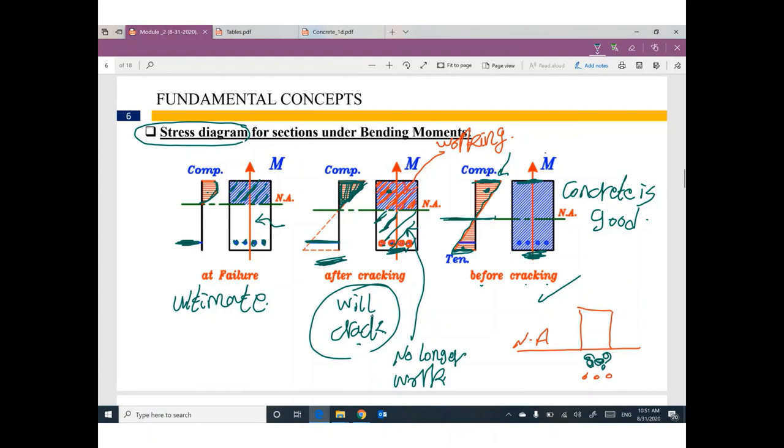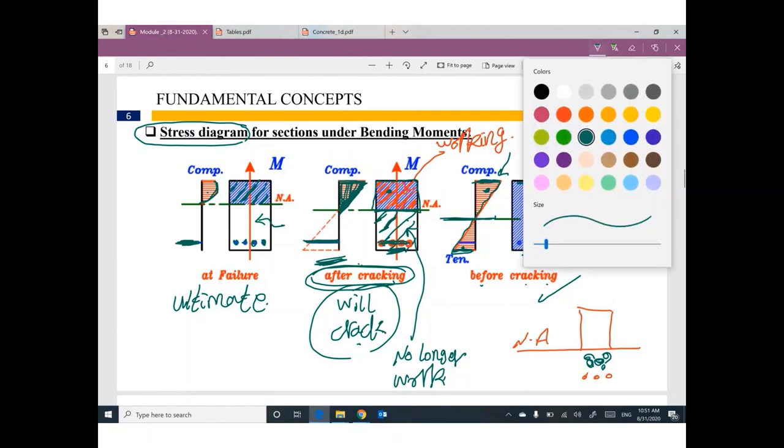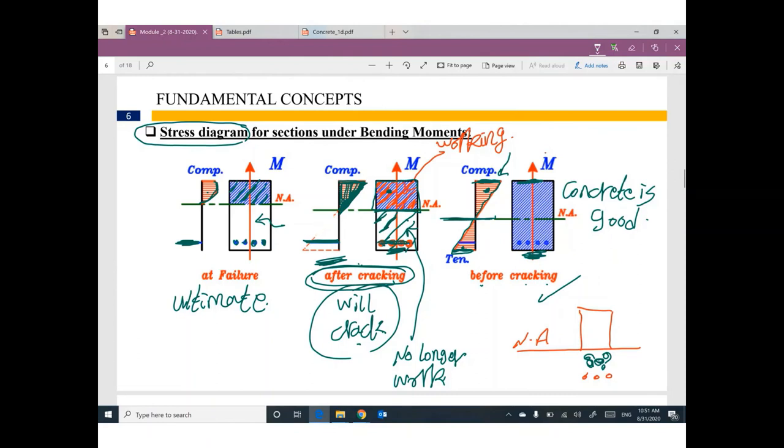If you are in the cracked elastic stress stage, in this one, part of the concrete is cracked. Remove it. The remaining concrete is under compression. We have a linear triangle stress relationship, and in the steel reinforcement we have tension. That's it. So we should remove this dashed line. And if you are in the ultimate stage, nothing will change. Steel reinforcement is under tension, but this tension will reach yielding, and the concrete under compression will have a non-linear stress distribution.